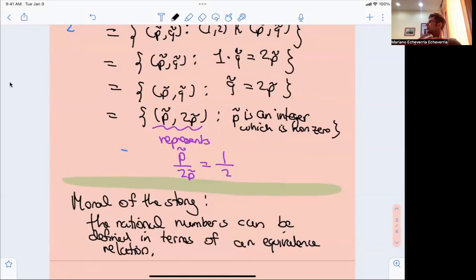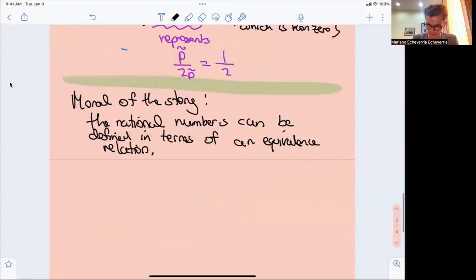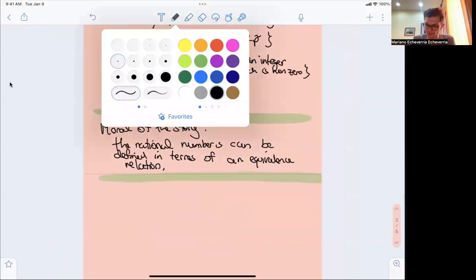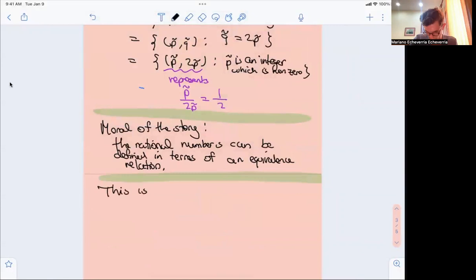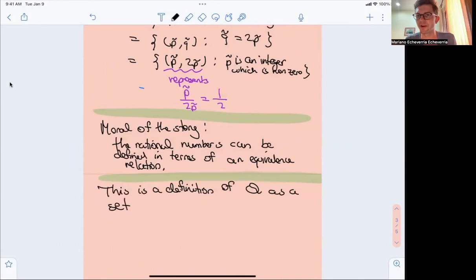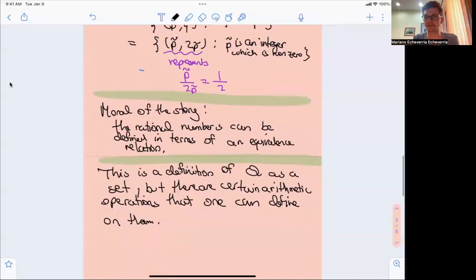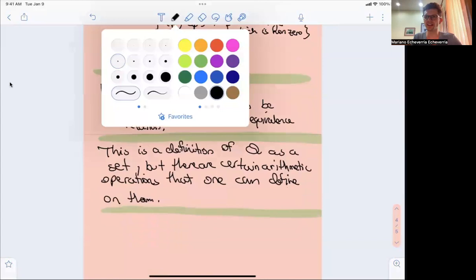But that's as a set, so far. And again, if I'm going too fast or you need more time to write down something, let me know on the chat. But this is a definition of the rational numbers as a set. There are operations with the rational numbers that we usually do, certain arithmetic operations that one can define on them. So, what is a very natural thing that one does with fractions? One multiplies fractions. I think multiplication of fractions would be a good example for what I want to say today.